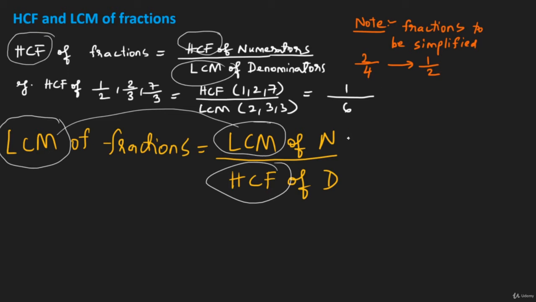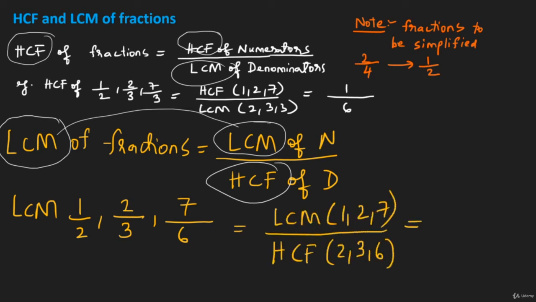Let's do an example to understand this better. Let's say you want to find the LCM of 1 by 2, 2 by 3 and 7 by 6. This would be equal to the LCM of 1, 2 and 7 divided by the HCF of 2, 3 and 6. 2, 3 and 6 are in the denominator, 1, 2 and 7 are in the numerator. Now, the LCM of 1, 2 and 7 will be 14. There is no common factor among them. So, you just multiply them, you get 14 over here, and over here you have the denominator as 1 because 2, 3 and 6 have no common factor. So the highest common factor is 1 because 1 is a factor of every number.